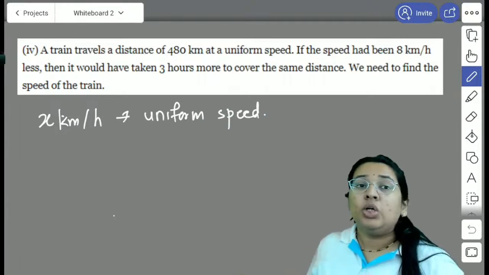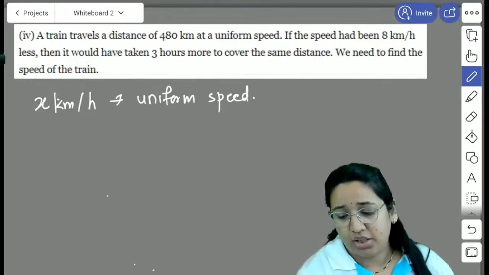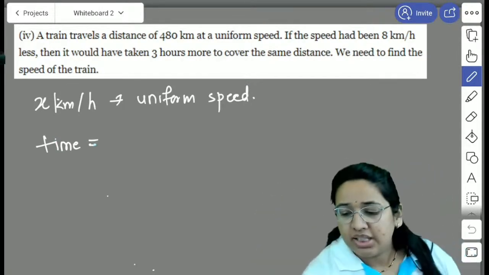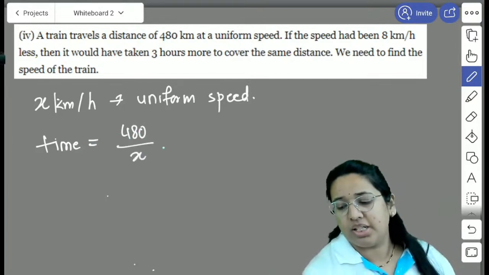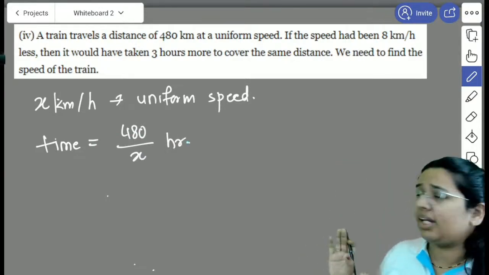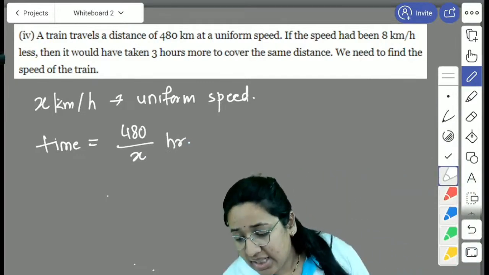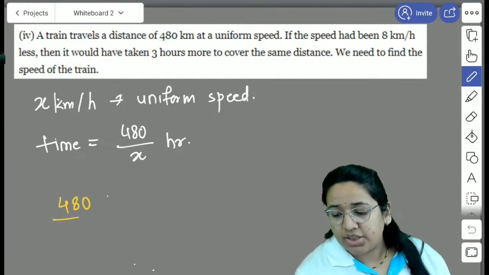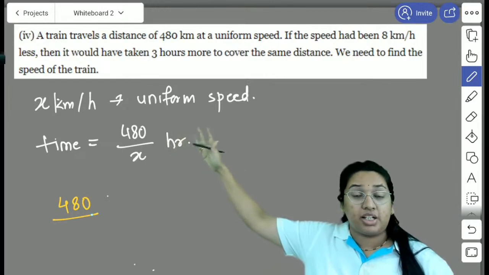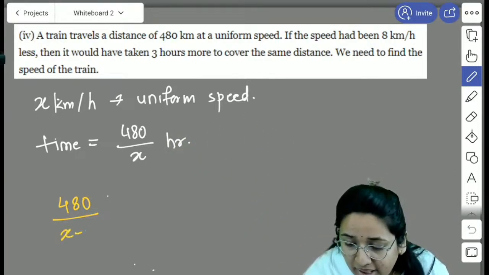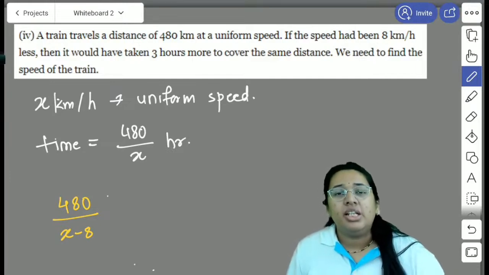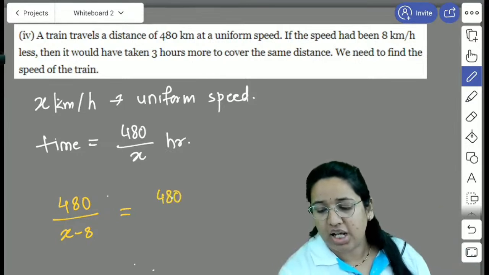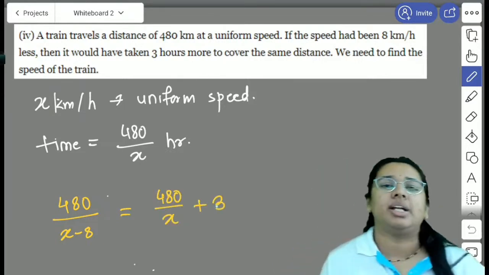Okay. Then what will be the actual time there? We know that time is nothing but distance upon speed, that is 480 upon x. It will be the actual time. Now they are saying that if the speed has been less, that is our actual uniform speed is x kilometer per hour, we will just consider it as x minus 8. Then it would take 3 hours more. Means first it was 480 upon x, but now it will take 3 hours more.